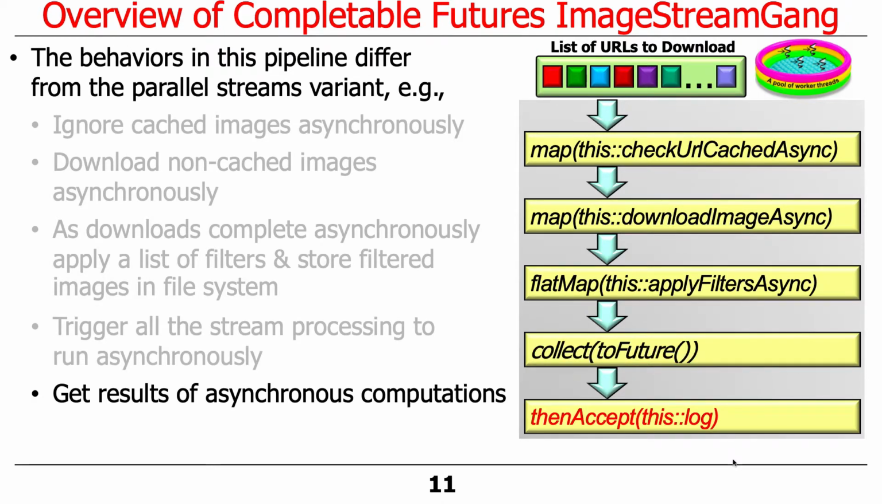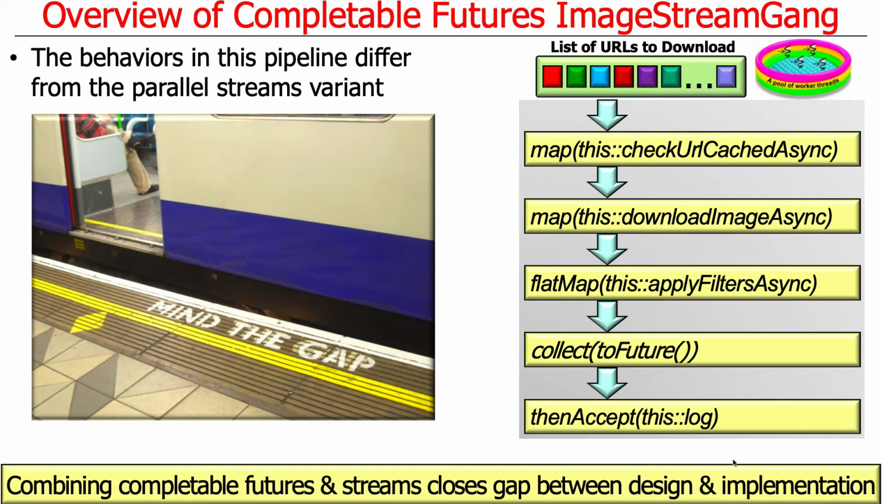After everything has finally stopped running, then we'll get all the results and we'll log it. And at that point, you could display them. OK, so that's kind of the big picture view. What we'll do here is talk about how combining completable futures with streams does a really interesting job of closing the gap between the design intent, which is the requirements to download and filter and store and so on, and the actual implementation details.